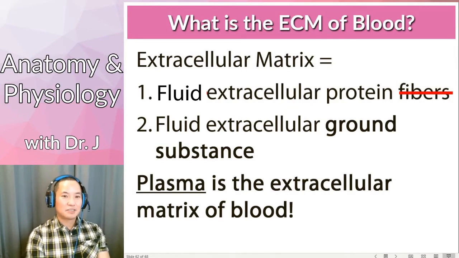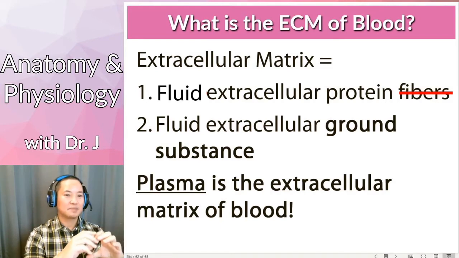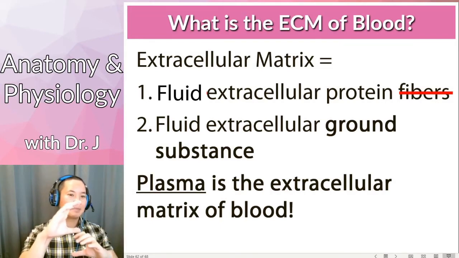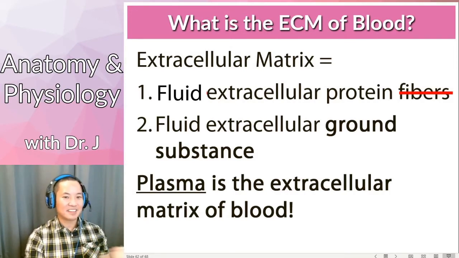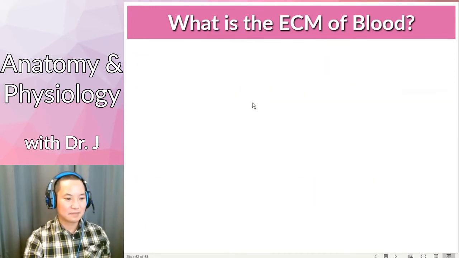In the clinic, when you draw a blood sample, what do they often do, especially if they're trying to collect the blood for a transfusion? Often they spin it down in what we call a centrifuge, and it separates into the cells on the bottom and a pale yellow liquid on the top. Plasma is what you call that pale yellow liquid. All the cells settle on the bottom, but the part that's left over, the liquid part, is everything that's not the cells. So plasma is the extracellular matrix of blood.